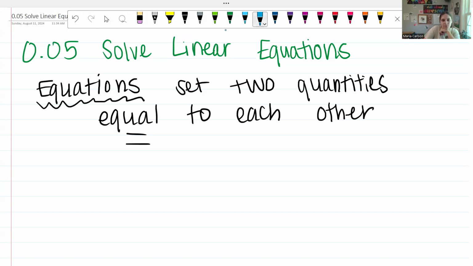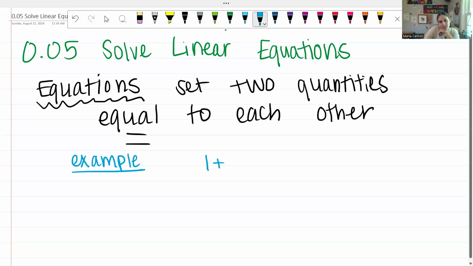So, an example of a very basic equation. 1 plus 1 equals 2. That's an equation because on the left side, we have 1 plus 1, which is 2. And 2 does in fact equal 2. If I put these both on a scale, they would balance each other out. They're equal to each other.